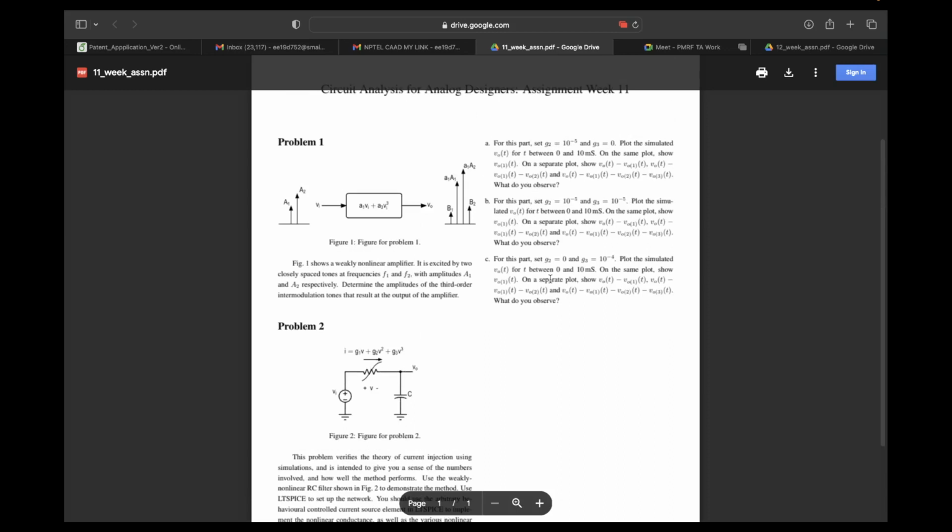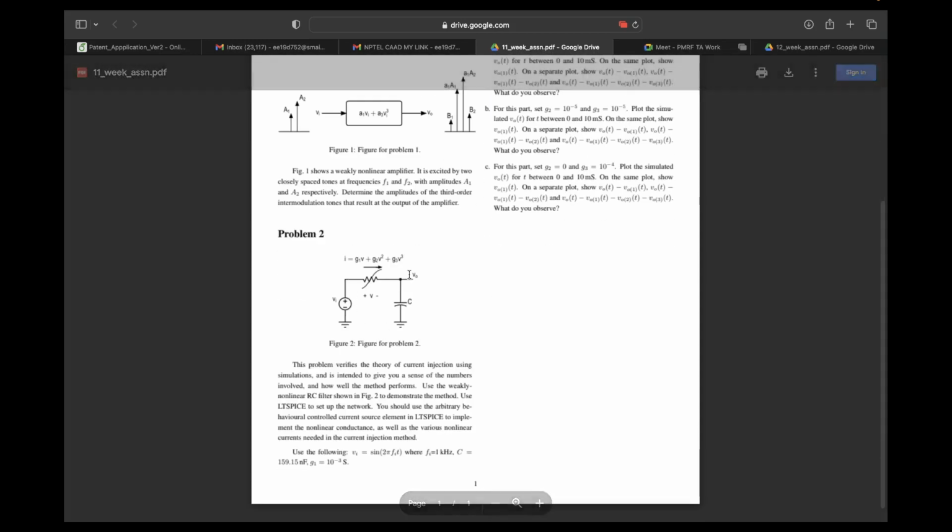For first order, G1 is the conductance. 1 by G1 will be the resistance. And similarly, when you apply a behavioral current controlled current source across this, what you basically have to do is use the arbitrary behavioral current source element in LTspice.